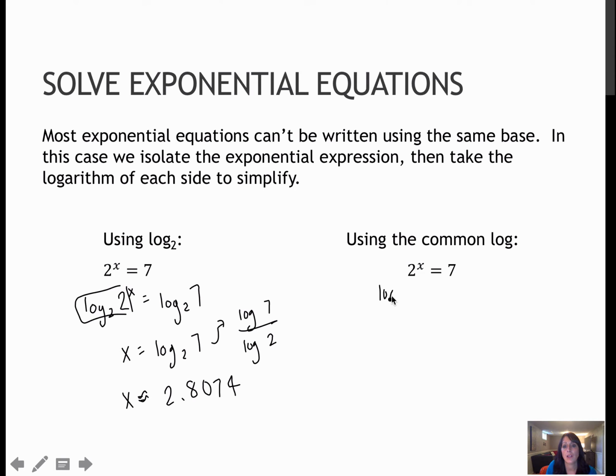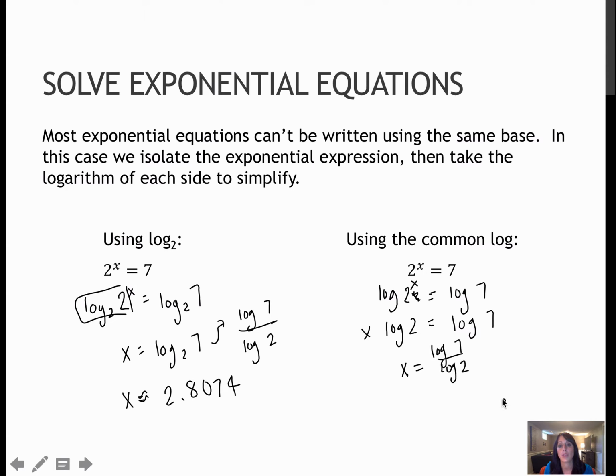Using the common log would sort of prevent me from having to do this step at the end. I would have log base 10 of 2 to the x equals log base 10 of 7. Again, the x would move out front. I would still have this log on the left side because it wouldn't go away like it did on the last question. I would then divide each side by log of 2, so I would get x equals log of 7 divided by log of 2.